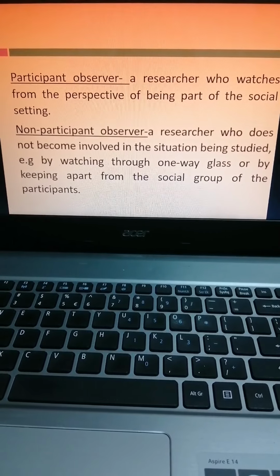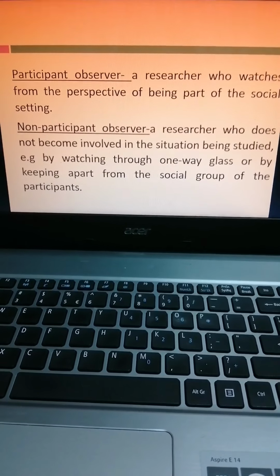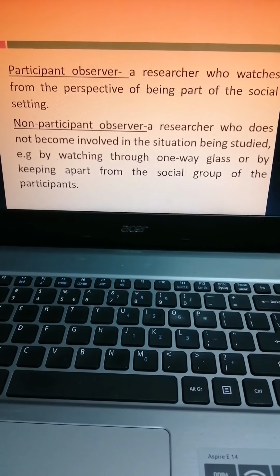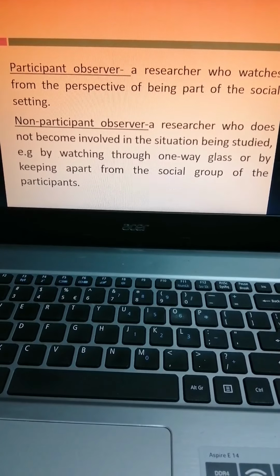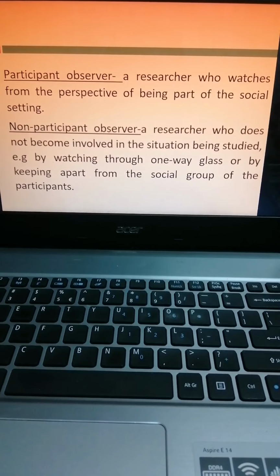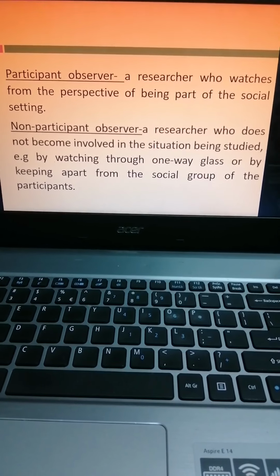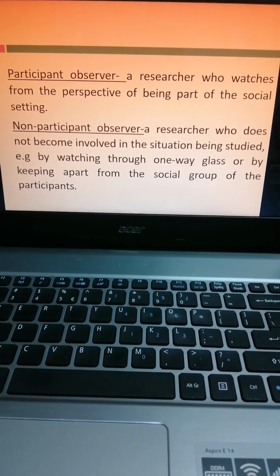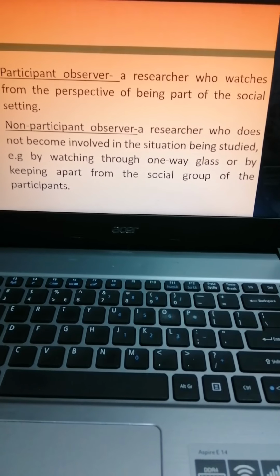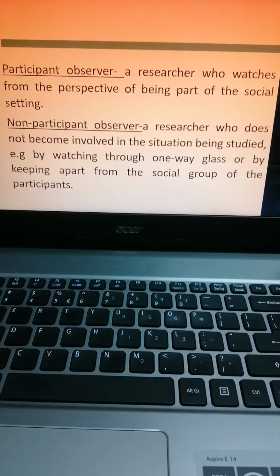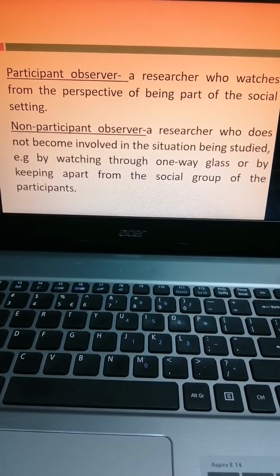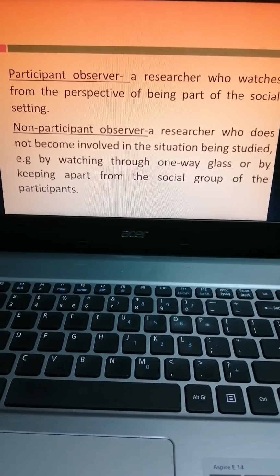Other than overt, covert, unstructured, structured, and naturalistic observation, you also need to know these two types of observer. The first one is participant observer. This is when a researcher watches from the perspective of being part of the social setting. Here the researcher joins in and becomes part of the group of the participants that they are studying to get a deeper insight into the participants' lives.